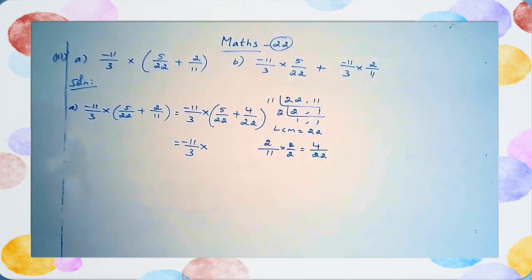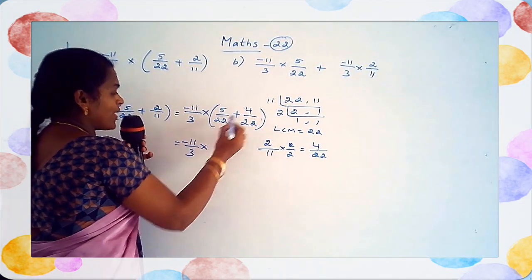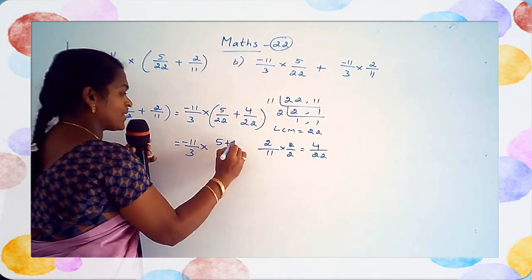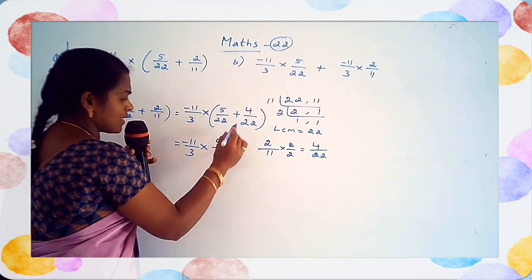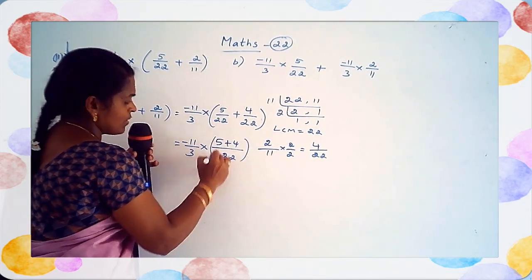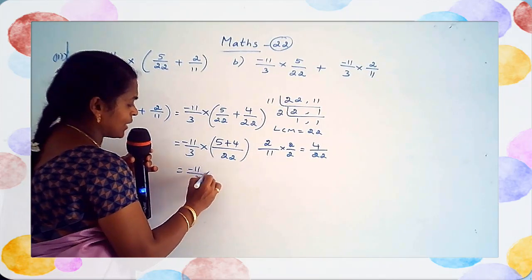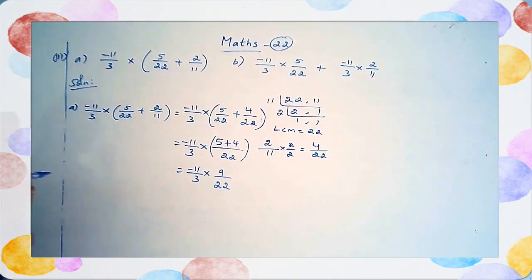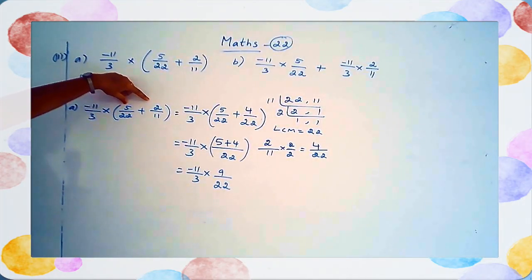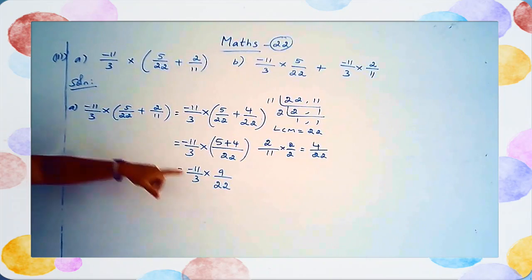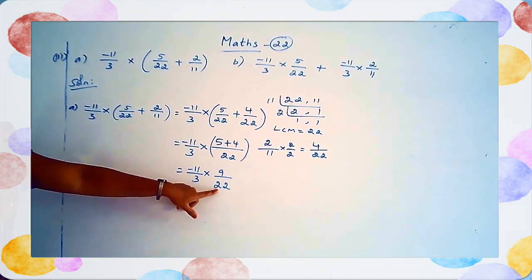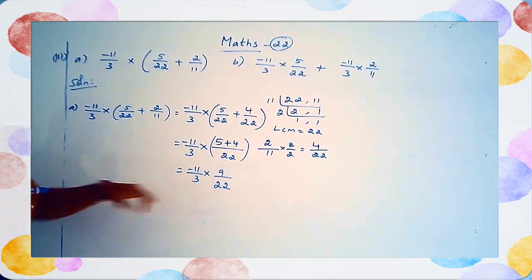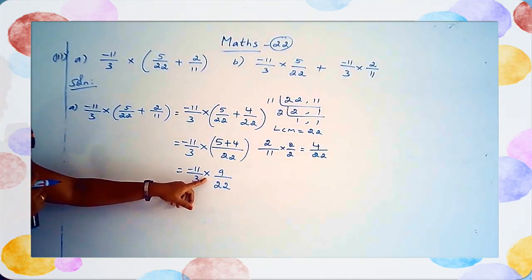Next. Minus 11 upon 3 into, you see here the denominators are the same. So, we add only the numerators. Here the numerators are 5 and 4. So, we add 5 plus 4 upon 22. So, minus 11 upon 3 into 5 plus 4 is equal to 9 upon 22. Okay. Clear? Now, the value of 5 upon 22 plus 2 upon 11 is 9 upon 22. Okay, children? Now, this is a multiplication operation.